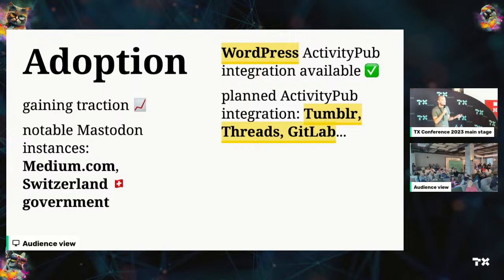WordPress, as we already mentioned, has ActivityPub integration available. It's not enabled by default, but it's an official plugin that they have developed and released, which you can use to turn your website, your blog, into a federated website, so you can talk with all the other platforms. What does it mean? For example, if you have a blog and you publish a post, and you have this integration enabled, right?